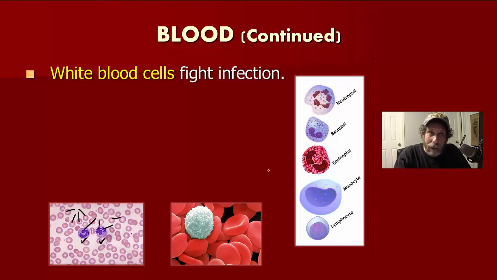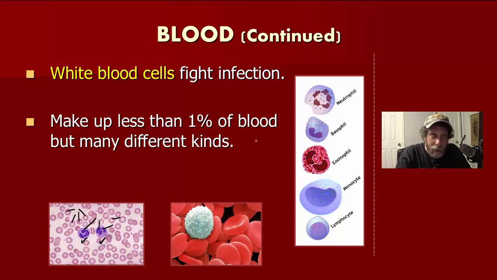Okay. Their major role is to fight infection. When foreign agents get into the body, they go off like police, and they attack. Okay, they fight the foreign infection. They fire antibodies at them, they engulf them, they eat them. There's various ways that they are part of the immune system to fight infection. That's what they do. However, they make up less than 1% of the blood, although there are many different kinds, as you can see here.